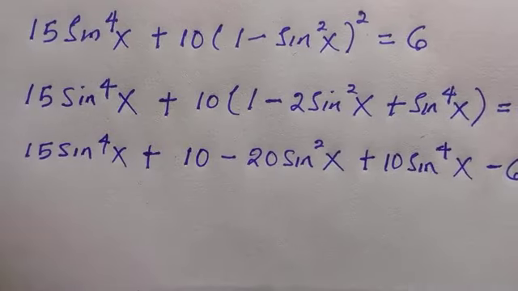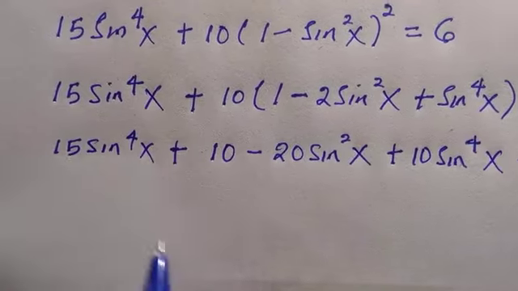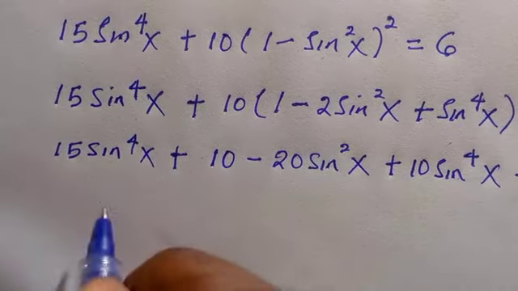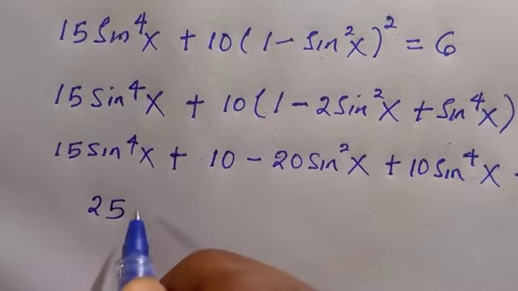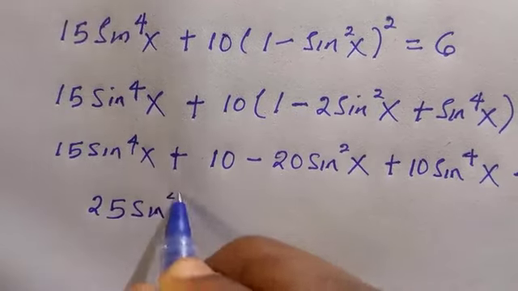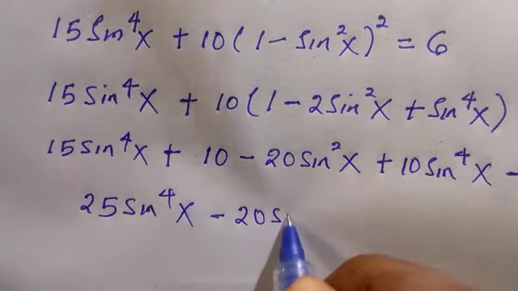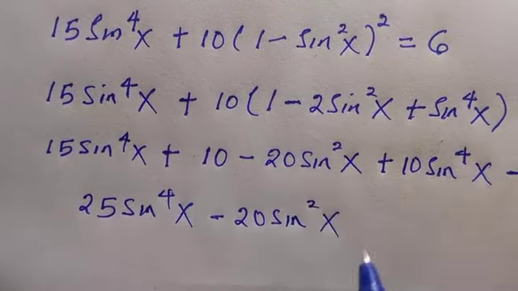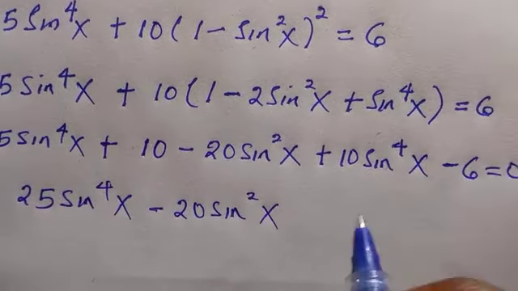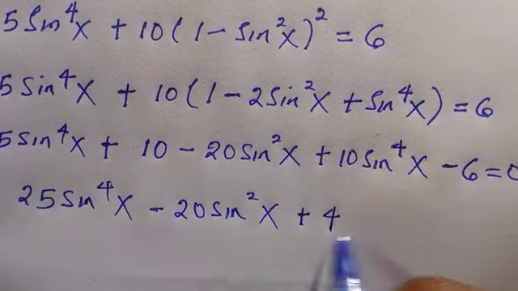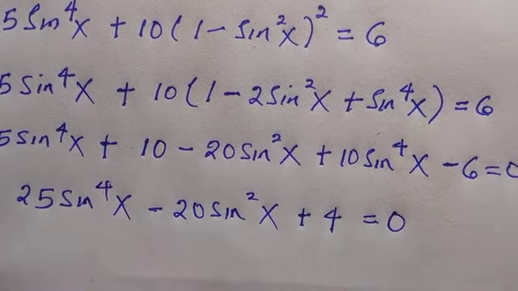So we can just combine this sine raised to the power 4x and this. We have 10 plus 15, which is 25 sine raised to the power 4x. Then minus 20 sine raised to the power 2x, and 10 minus 6, that is 4. Then everything equals 0.